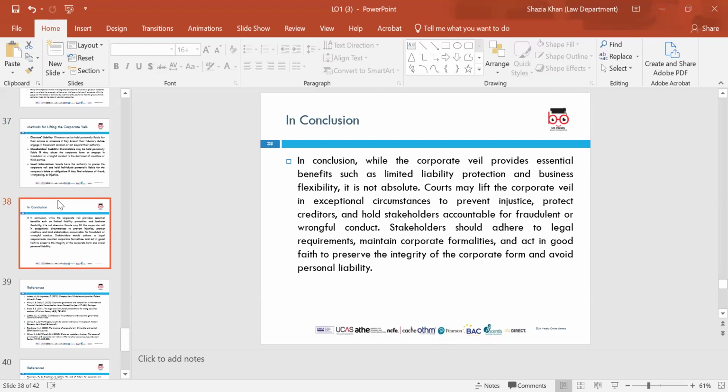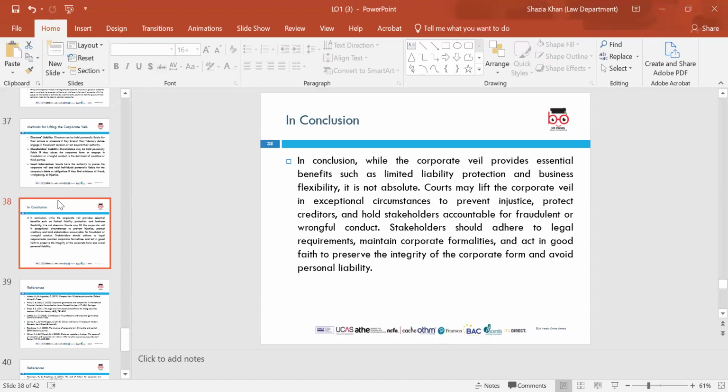In conclusion to 1.5, while the corporate veil provides essential benefits, such as limited liability protection and business flexibility, it's not absolute. Courts may lift the corporate veil in exceptional circumstances to prevent any sort of injustice, because this does happen within any sort of companies. It protects creditors, and it also would be lifted to hold stakeholders accountable for any fraudulent or wrongful conduct.